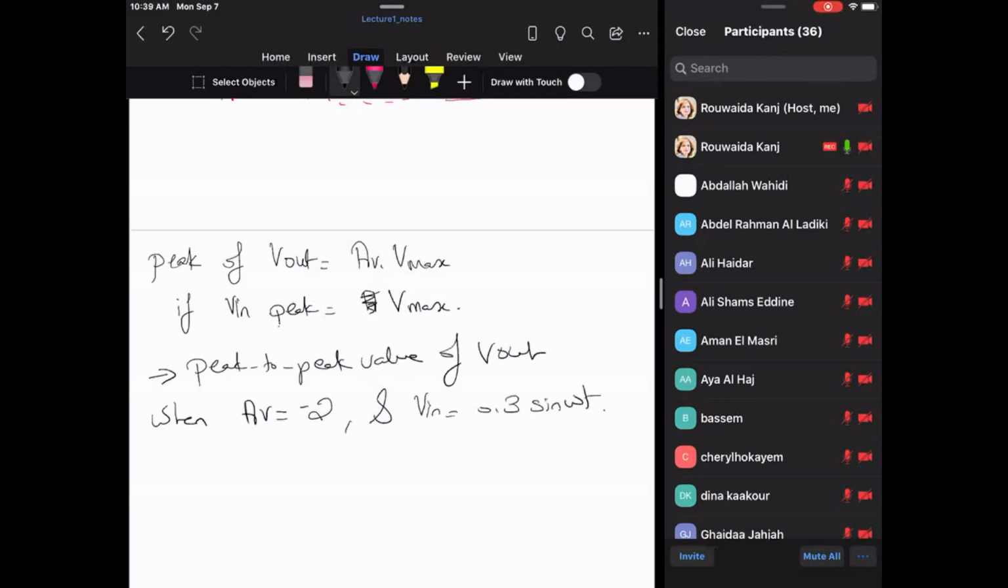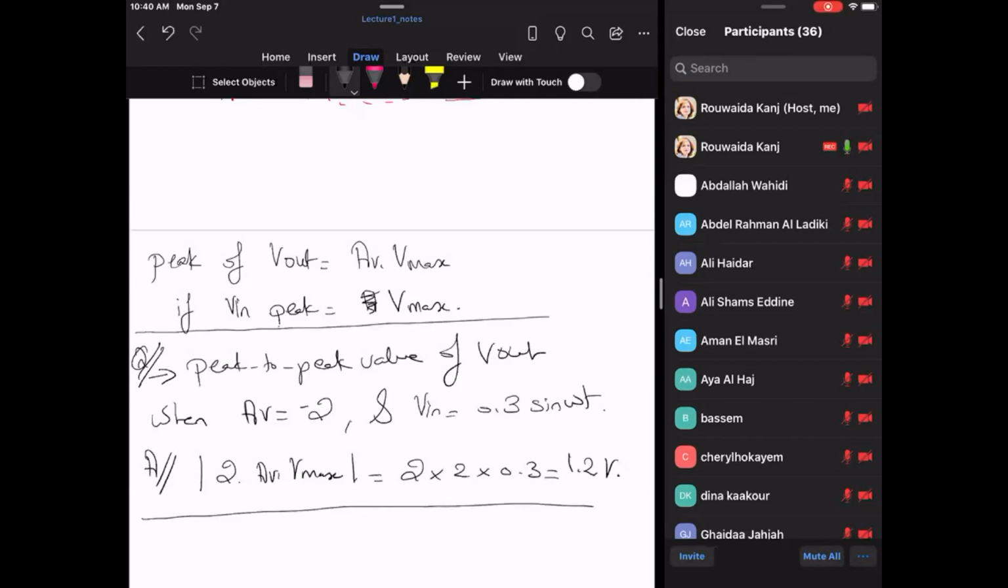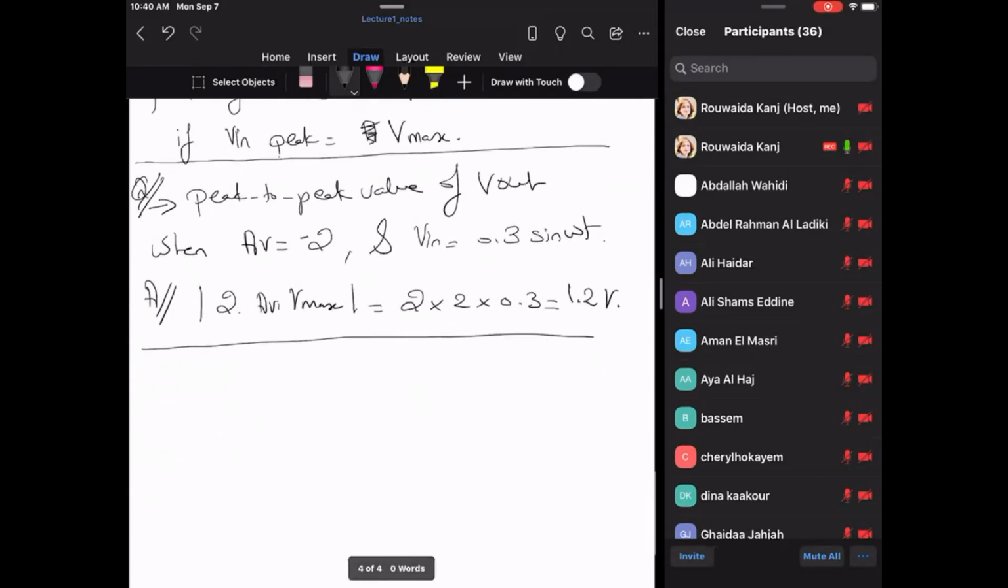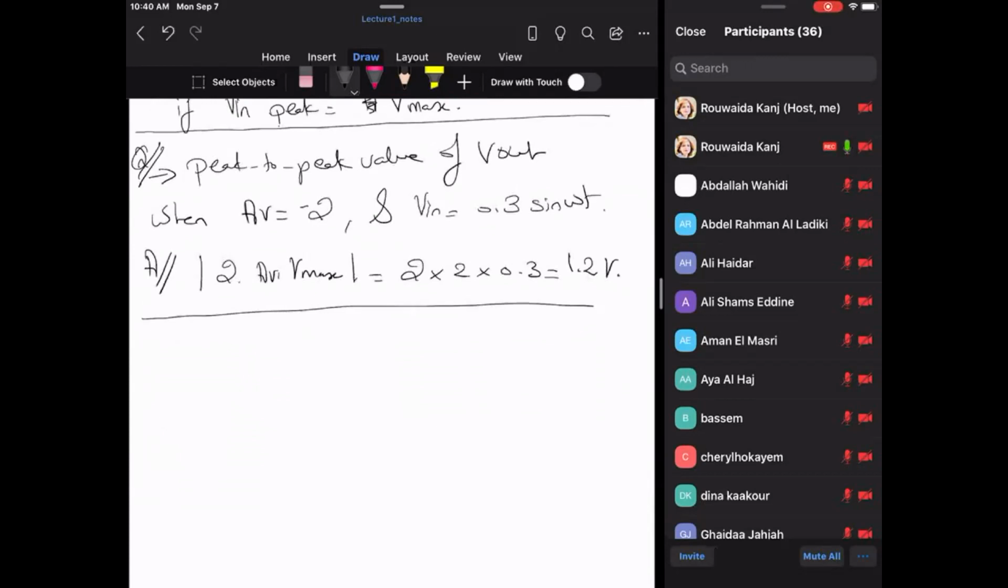So this is an example question, and in this case, the example answer is that the peak-to-peak is 2 times the absolute value of AV times Vmax, and it is an absolute value because it's a peak-to-peak value. So this will be 2 times 2 times 0.3, which is 1.2 volts. So this is an example of peak-to-peak value and the peak value of the voltage.